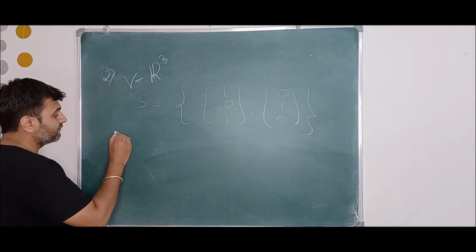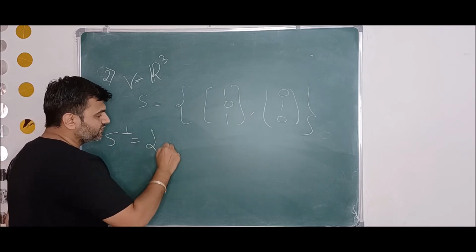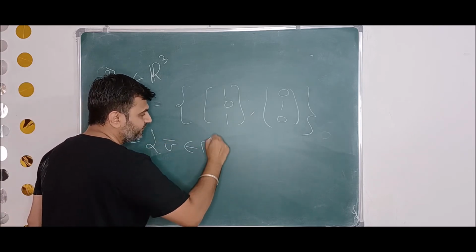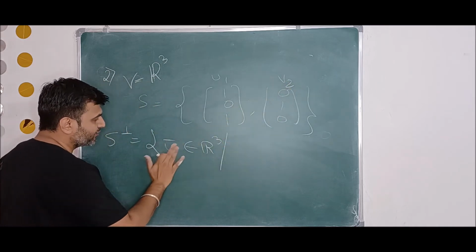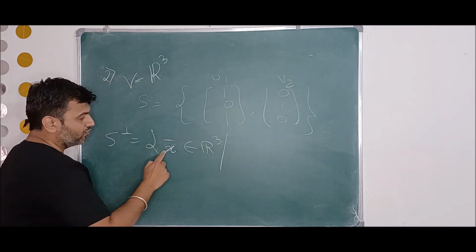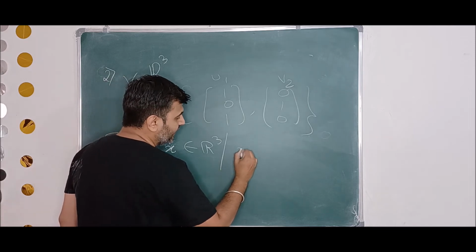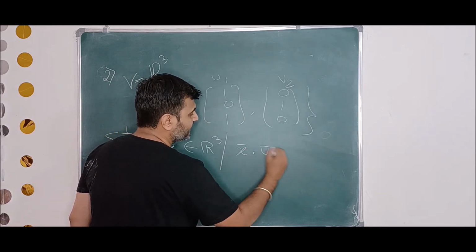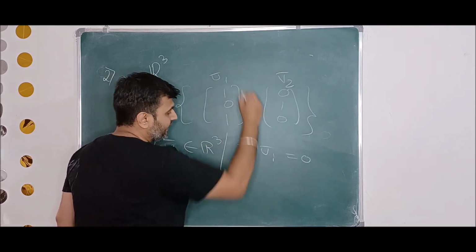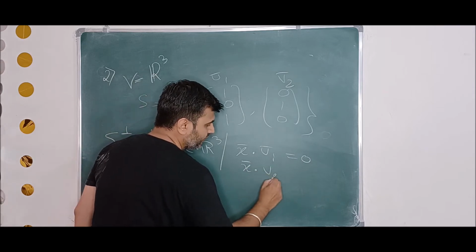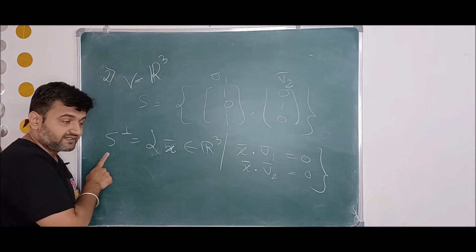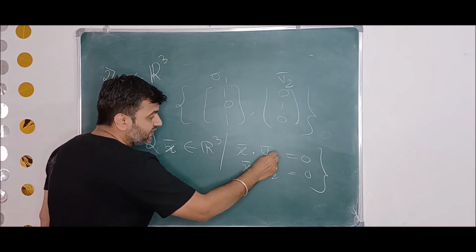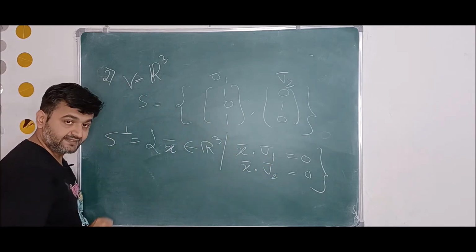So here, what is my S perp? It is those X bar in R3. Let me call this V1, this V2, and this X bar. Those X bar in R3 such that X bar dot V1 is 0 and X bar dot V2 is also 0. That's what S perp is. It is orthogonal to each and every vector of the set S.